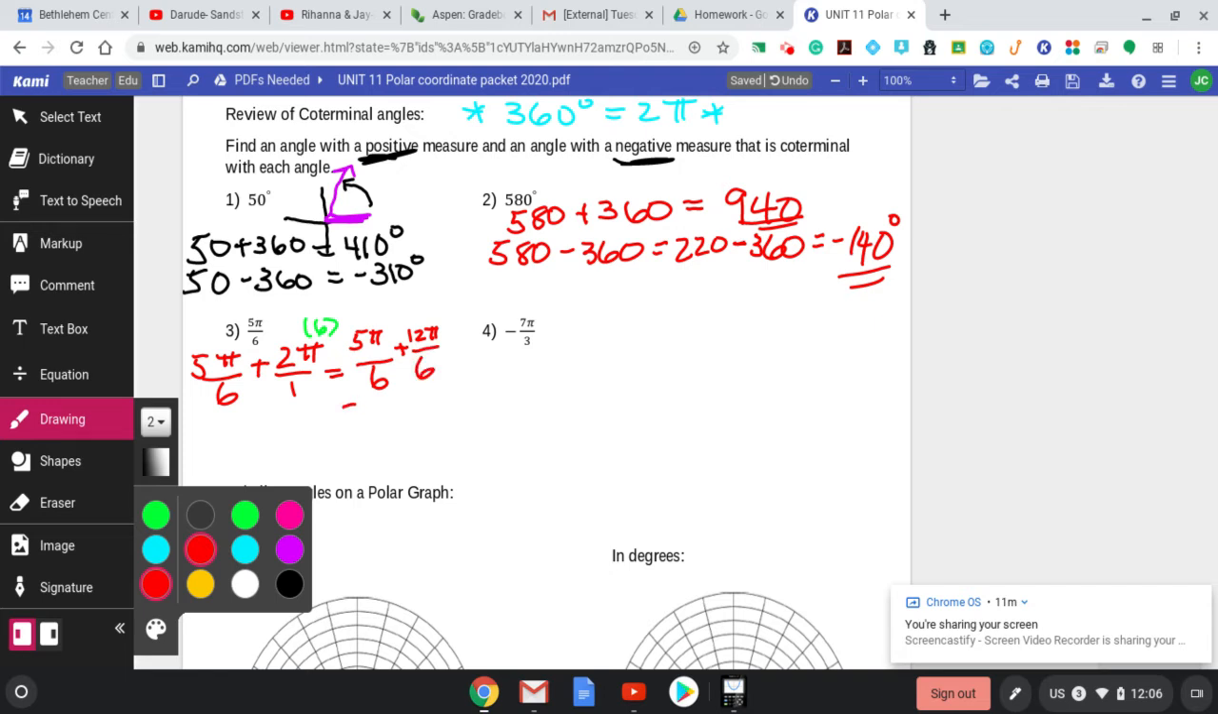And then just finish it off. There you go, 17 pi over 6. A lot quicker than trying to convert. All right, so 17 pi over 6. All right, let's do it now.